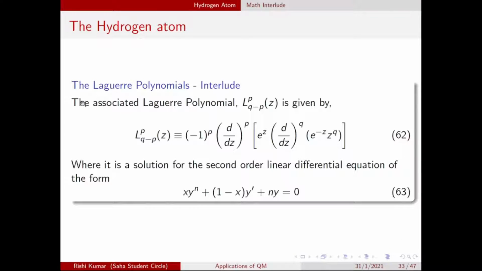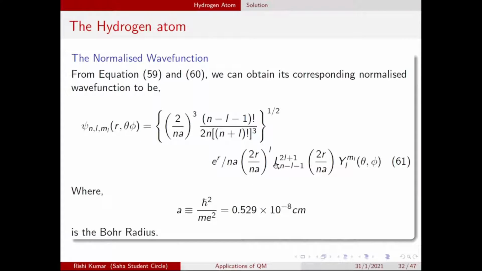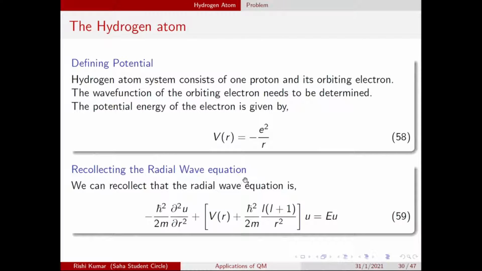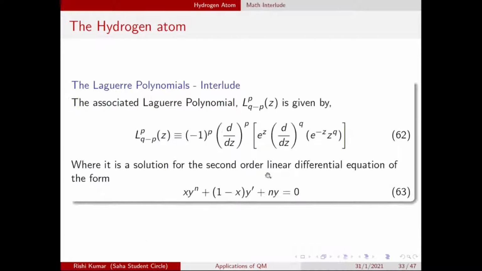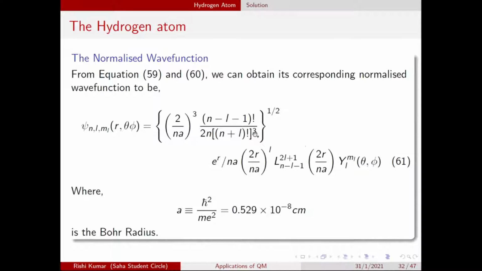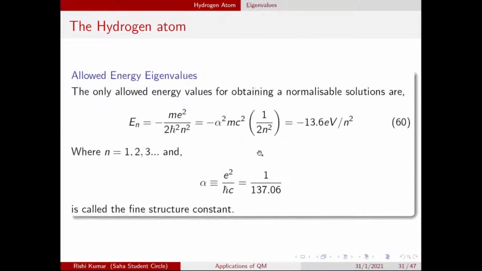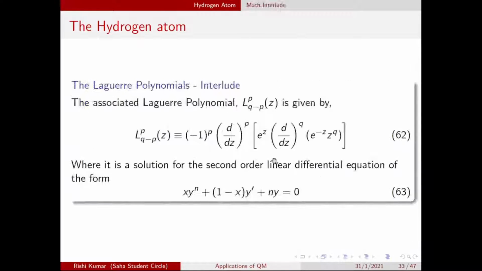So now there's just a small interlude of what this entire L thing is. This L is simply a Laguerre polynomial, which is a solution for the second order differential equation xy'' + (1 - x)y' + ny = 0. If you see equation 63, it looks an awful lot like this equation here, because it's d squared and all of that. So we can see how this can entirely be a solution to this differential equation, right?